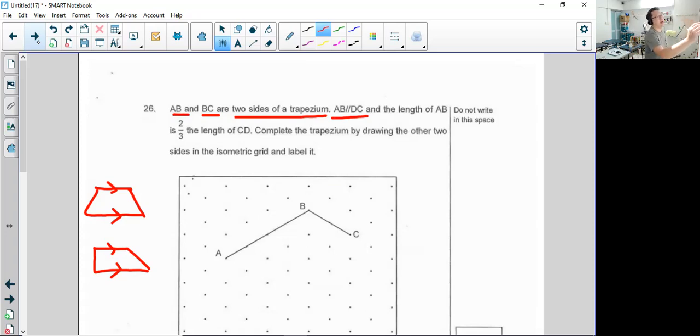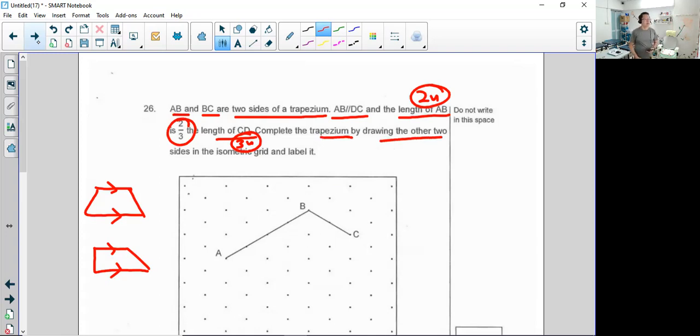And the length of AB is 2/3 the length of CD. So which means that your AB is 2 units, right? 2 units. And your CD has to be 3 units. So can you complete the trapezium by drawing the other 2 sides? Okay, by drawing the other 2 sides in the grid, and you need to label.